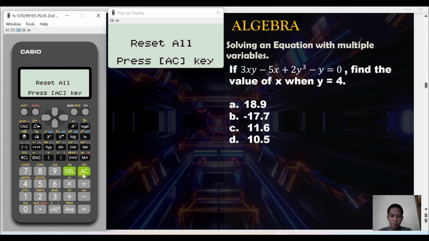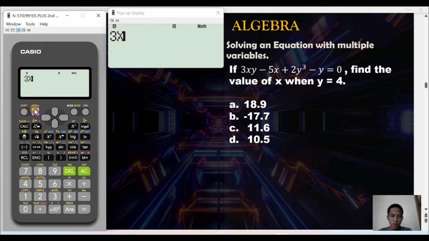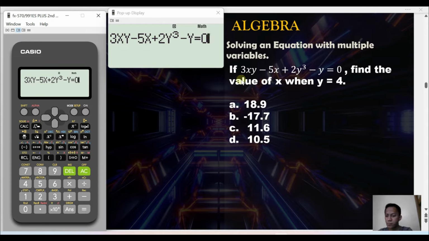So lagay natin. So we have here 3xy alpha x alpha y minus 5x, and we have plus 2y cubed, 2y cubed, okay, and we have minus y. So alpha equals, so 0. So dito guys, yung ating variable na x is only first degree. So ibig sabihin, meron lang siyang isang value.